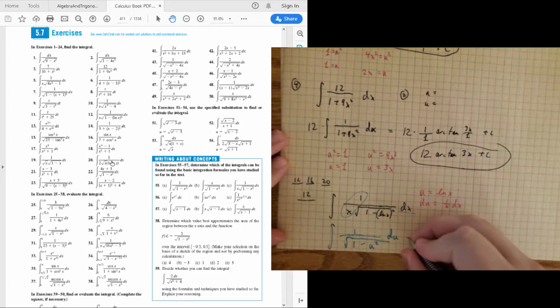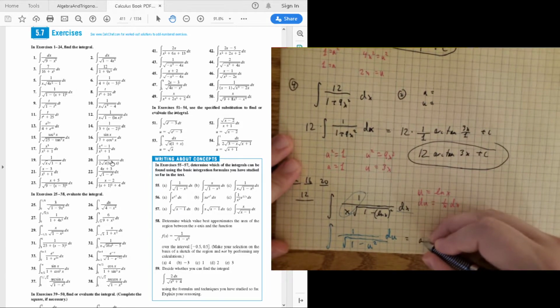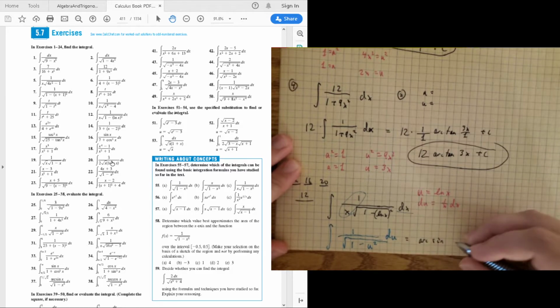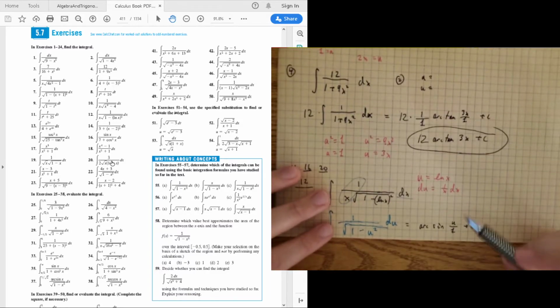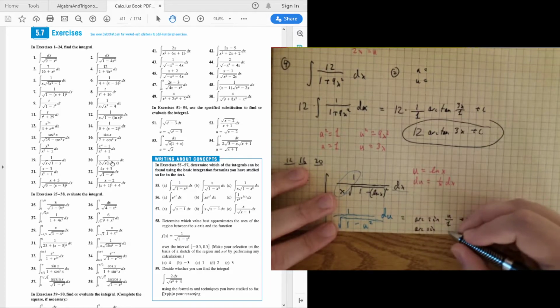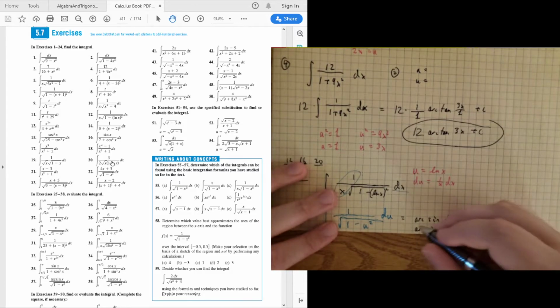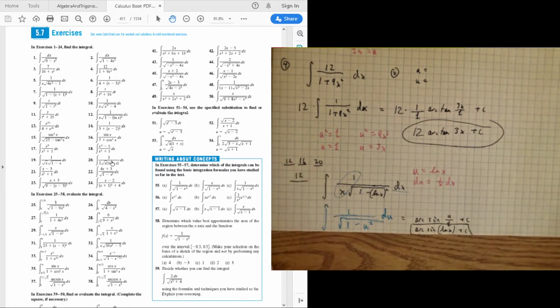So in this case, once we recognize this is just our first one, this becomes arcsine of u over 1 plus c, and then we make sure our u is ln of x, so this becomes arcsine of ln of x plus c. And there we have it.